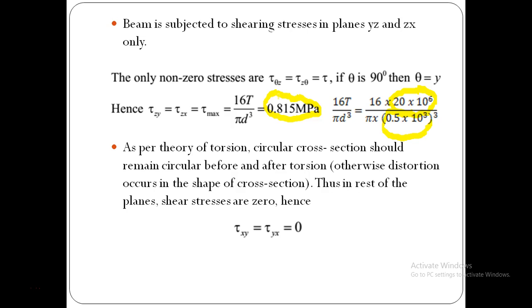There is one more thing student has to keep in mind, that as per theory of torsion, circular cross section remains circular before and after torsion. If that is not the case, then distortion occurs in the shape of the whole cross section. So therefore, in the rest of the plane, shear stresses are coming out to be 0. And that's the final answer.